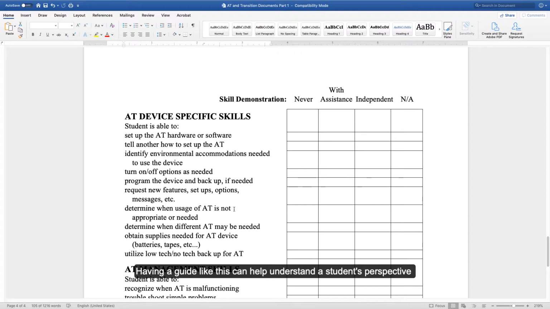Having a guide like this can help understand a student's perspective of where they are in terms of self-determination, especially when it comes to utilizing and implementing their assistive technology within their post-secondary placement.